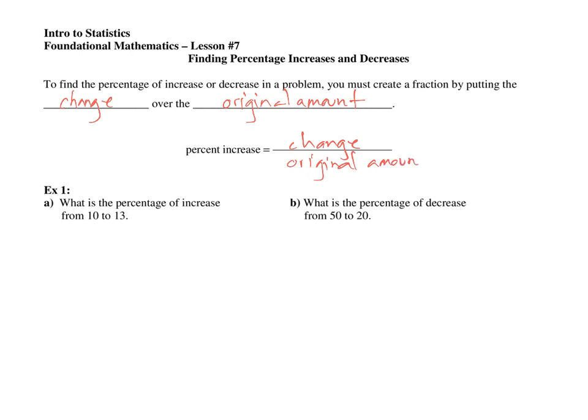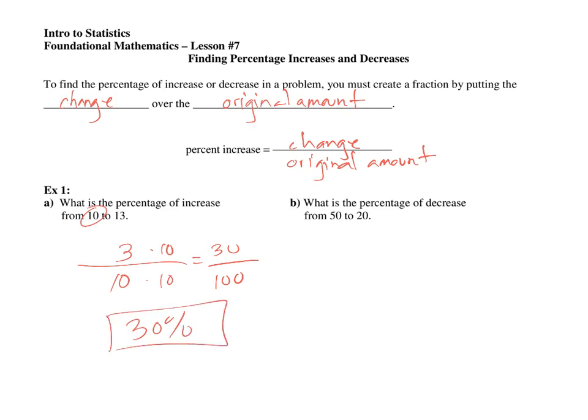All right, let's see how this works out. What is the percentage of increase from 10 to 13? Well, what's the change? Going from 10 to 13, the change would be 3. And what was the original amount you started with? You started at 10, so it's 3 over 10. And figuring out the percentage, we have to get the denominator to be 100. So it's 30 over 100, and the top number represents your percentage. Done. So it's an increase of 30%.